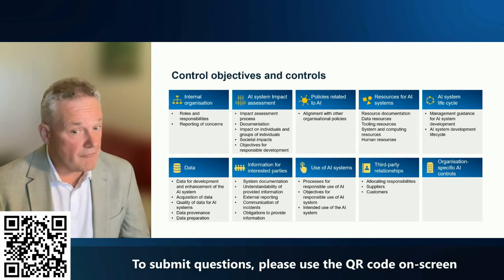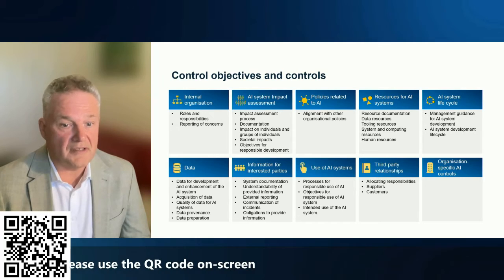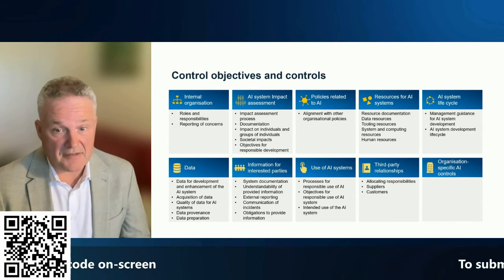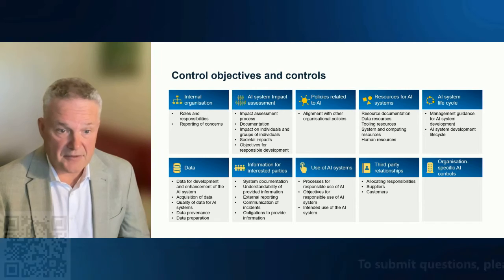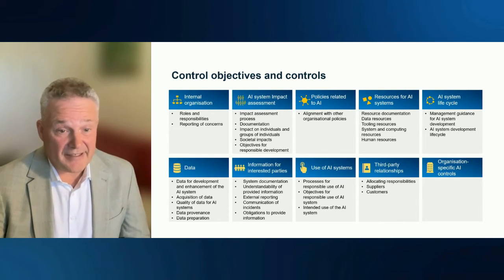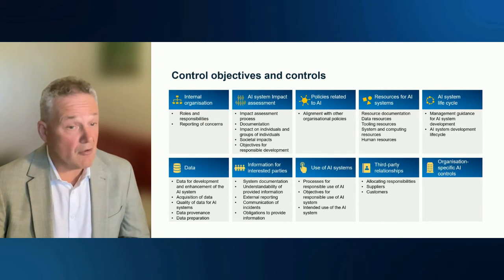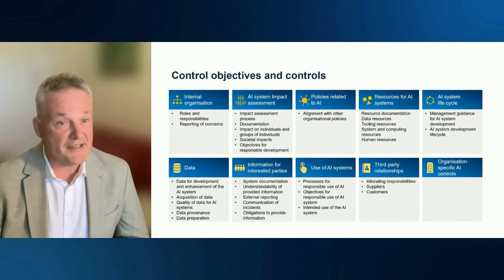For example, we haven't really spoken much about the AI system lifecycle or the information for interested parties and the relationship with third parties. All of these things on this slide need to come together to enable organizations to use AI responsibly. Exactly what that means in the context of your organization may require you to define your own organization-specific controls. It's that little box tucked away in the right-hand corner that has nothing in it, but it's intentionally left blank.